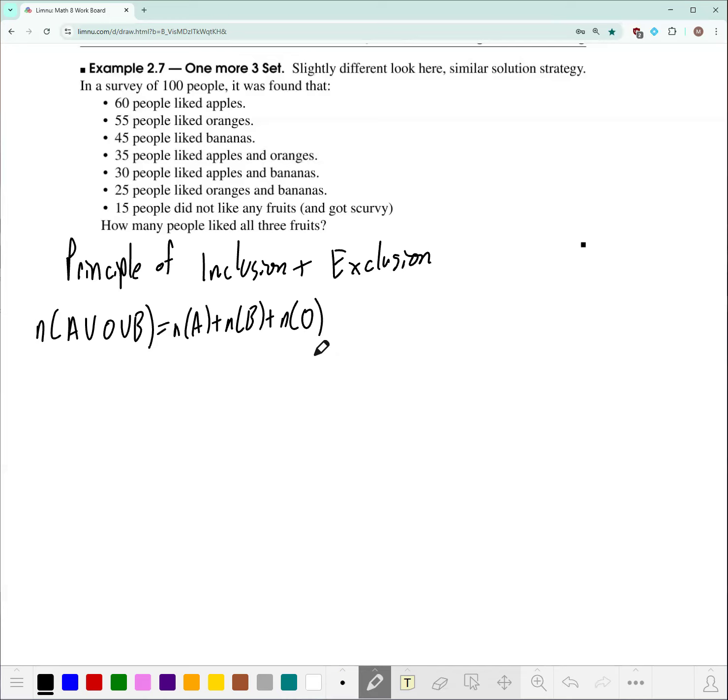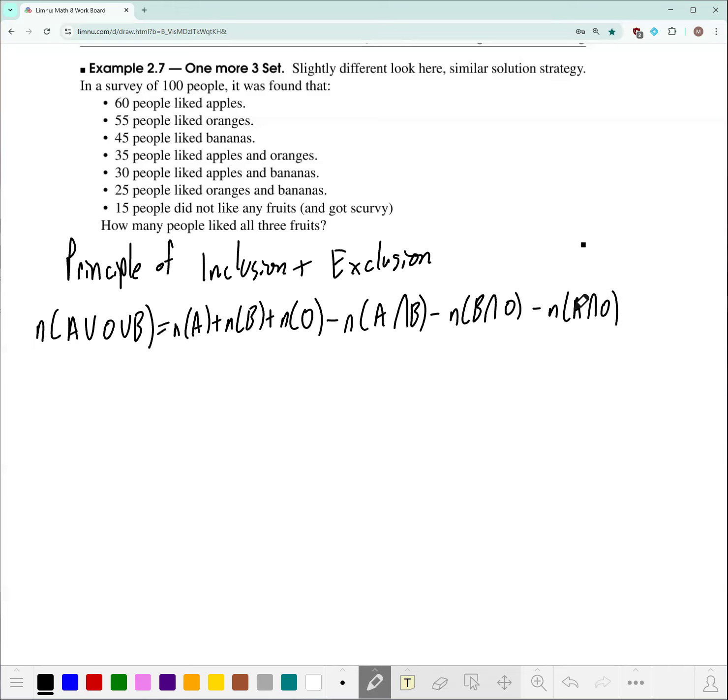Don't freak out. Then I want to get rid of those overlaps, right? So we have the overlap, the intersection of A and B, overlap of B and O, and the overlap of A and O. There you go, just trying to remember which one I missed.